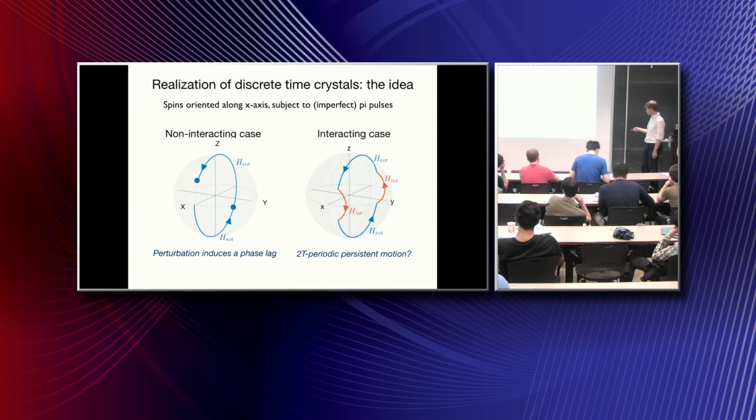So in that case, the combination of this rotation, even if it's imperfect, and this interaction might result in 2t periodic motion. So once again, we'll be looking for systems that have robustness to imperfections due to the strong interactions, and no heating.